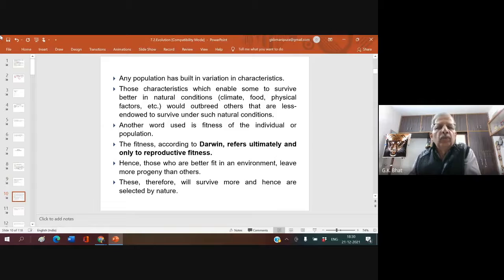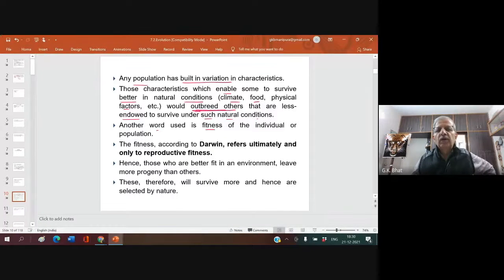Always you do observe, whether it's a human population or dog population or cat population, a built-in variation in characteristics. We are all different, so slight variation is there in characteristics. Those characteristics which enable some to survive better in natural conditions like climate, food, the physical factors, etc., would outbreed others. Those who survive better in natural conditions outbreed, that means they breed more than others that are less endowed to survive under such conditions. Some people died of corona, but some other people got a resistance to corona, and whoever survived, they reproduce more, they outbreed others.